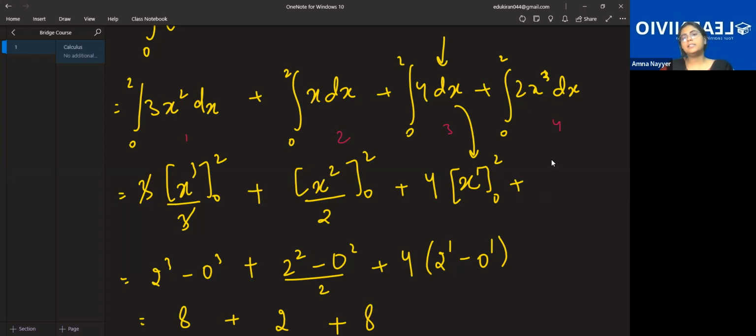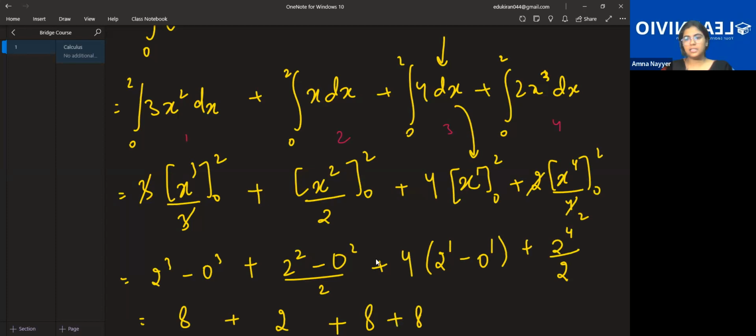Lastly, this is 2x cubed. So this will become 2x to the power 4 divided by 4, integrating it from 0 to 2. This becomes 2 to the power 4 divided by 2. This 2 and this 4 will cancel. So this is 4 into 4, 16 by 2, plus.